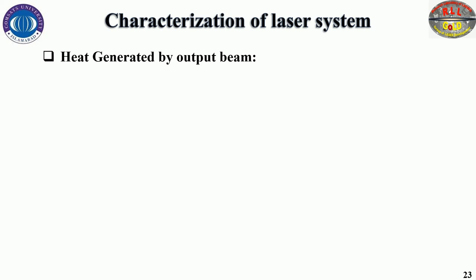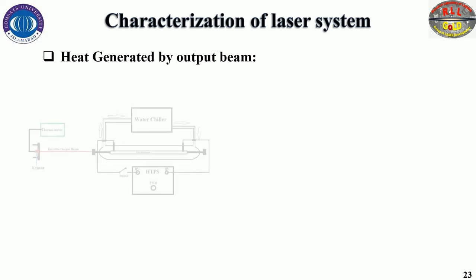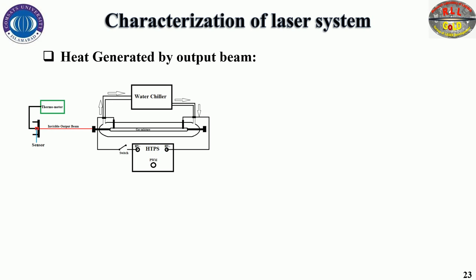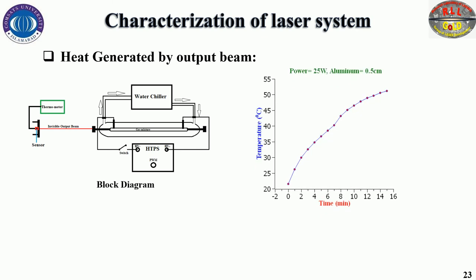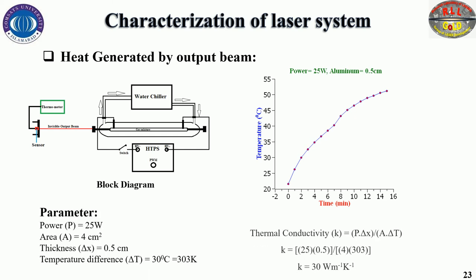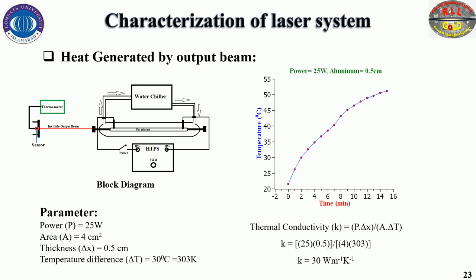Heat generated by output. We want to see how much heat is generated when it falls on a certain element. We take an aluminum plate with a thickness of 5 mm, a length of 2 centimeter and a width of 2 centimeter to check the temperature variation in it. And this is the behavior of temperature with respect to time in the aluminum block of 0.5 centimeter. From these parameters we find the thermal conductivity of the aluminum, which is basically a rough guess, but we can find the thermal conductivity of any material by using this method.